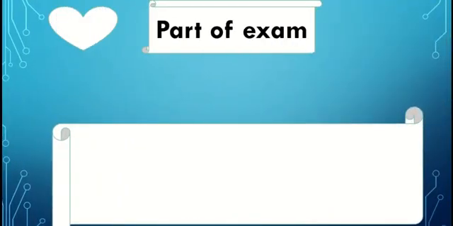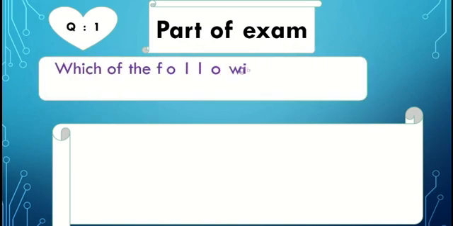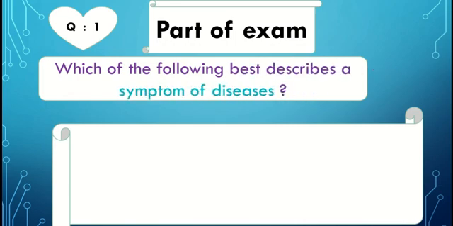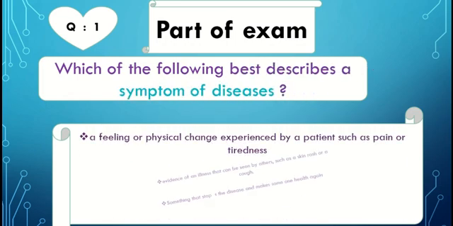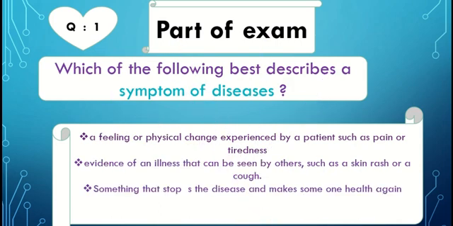Part of the exam. Question 1. Which of the following best describes a symptom of disease? A feeling or physical change experienced by the patient, such as pain or tiredness; evidence of an illness that can be seen by others, such as skin rash or cough; something that stops the disease and makes someone healthy again. Which of the following best describes a symptom?